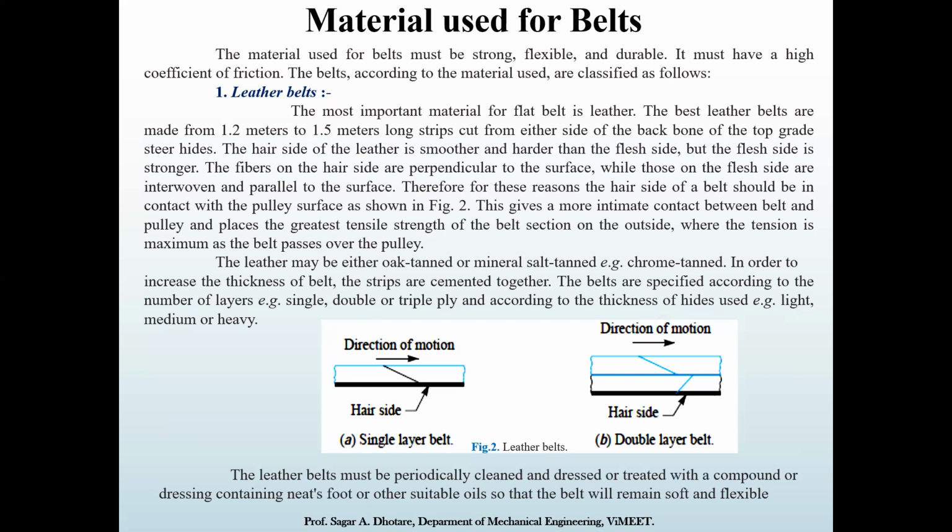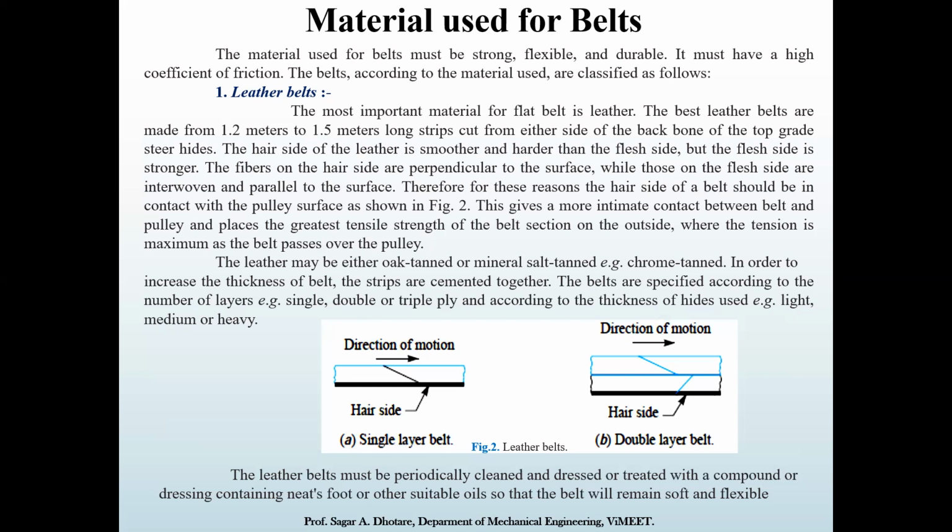The most important material which could be used in a flat belt drive is leather. The best leather belts are made from strips 1.2 meters to 1.5 meters long. That long strip is cut on either side of the backbone of the top grade steer hides. You can look at figure number one, where the hair side and the direction of motion are shown.